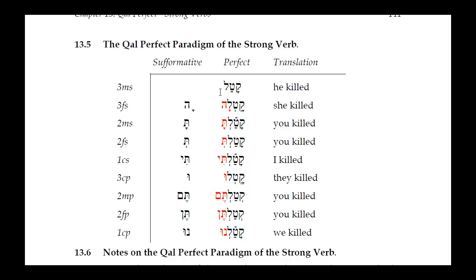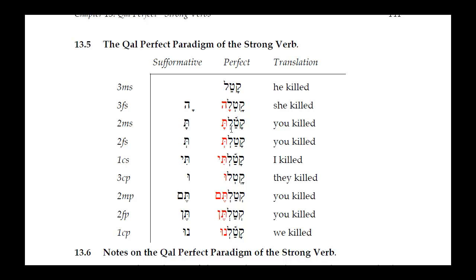So this would be qatal, he killed. Qatela would be she killed, and again we see the qamets he here as an indicator, as we have seen before in nouns and in adjectives, that talks about the feminine and shows that it's feminine. So this is the third feminine singular, she killed.